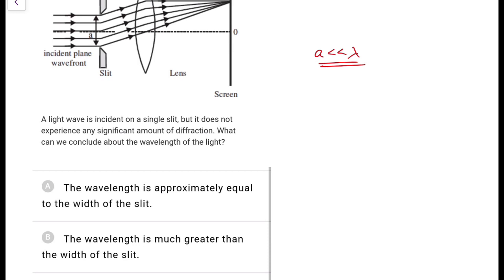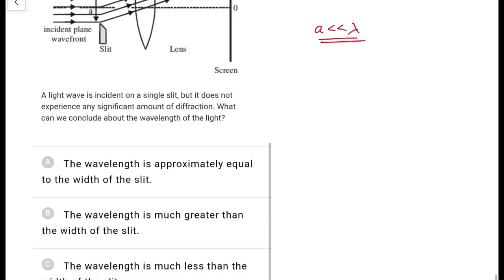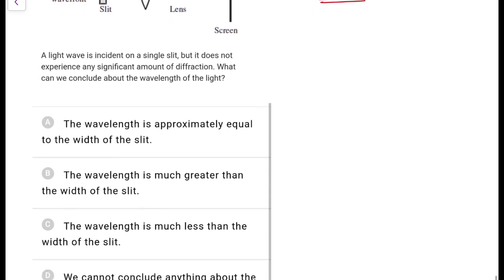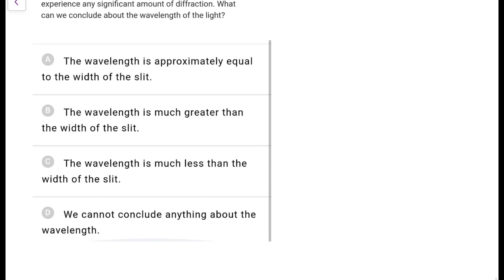If the wavelength is approximately equal to the slit width, slight diffraction is there. If the wavelength is much greater than the width of the slit, in this case perfect diffraction will be there. The wavelength is much less than the width of the slit? Yes, that is the case.